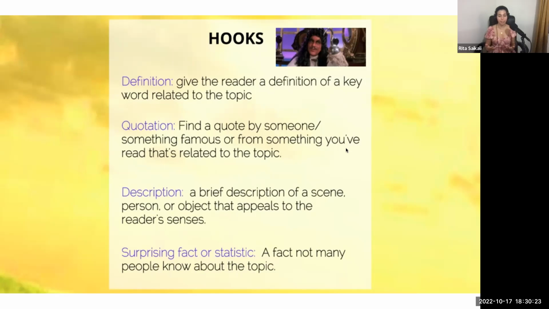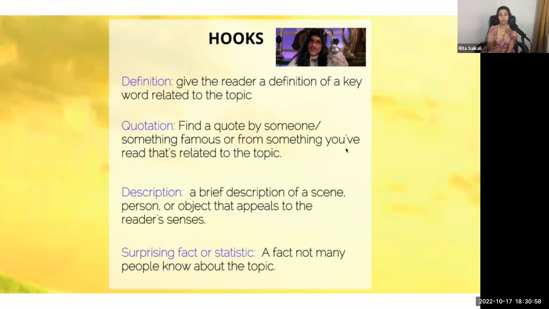A lot of times, if you're reading a book, I'm trying to see if I have any books on my desk. I don't. If you're reading a book, a lot of times the chapter, like chapter 4, will have a quote on top from someone else. And that's supposed to get you in the mindset of what that chapter is about. You can do the same thing for your essay. You can start off with a quote from someone or something that is famous that relates to the topic that you're writing about.